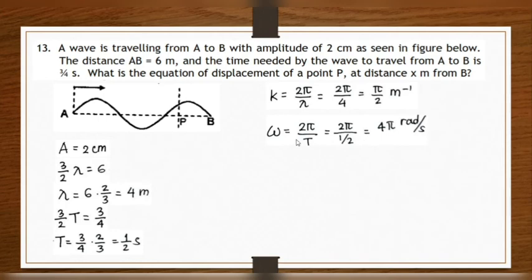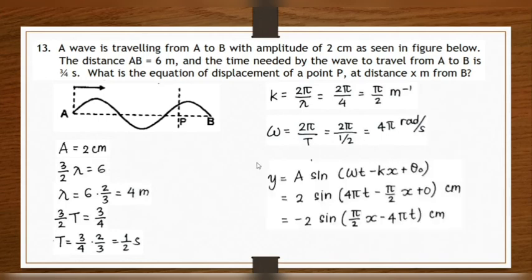And to find the equation, we know that the general equation is y equals A times the sine of omega t minus kx plus theta 0. Here, the theta 0 is equal to 0 because it starts from the equilibrium position. And the amplitude is 2 centimeters. So y equals 2 times the sine of 4 pi t, omega is 4 pi, minus k, pi over 2 x, plus 0, centimeters.